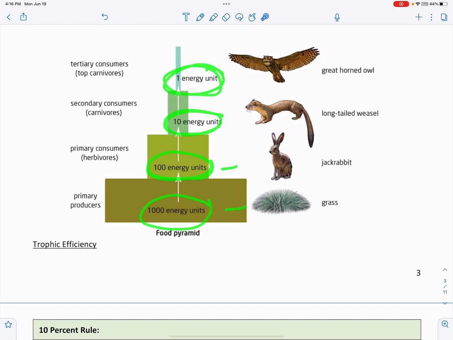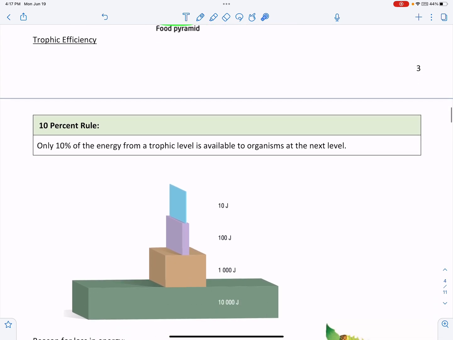There's a mathematical relationship between these numbers and the amount of energy that is available as you move from one trophic level to the next. This is called trophic efficiency. Trophic efficiency can be summarized by the 10% rule. Only 10% of the energy from a trophic level is available to organisms at the next level.